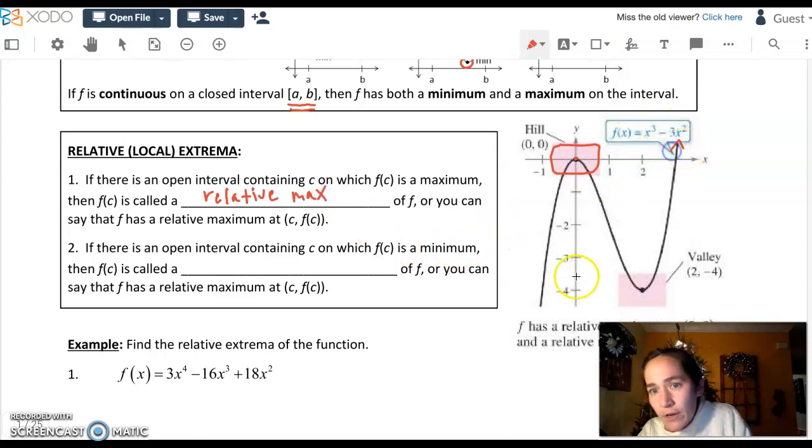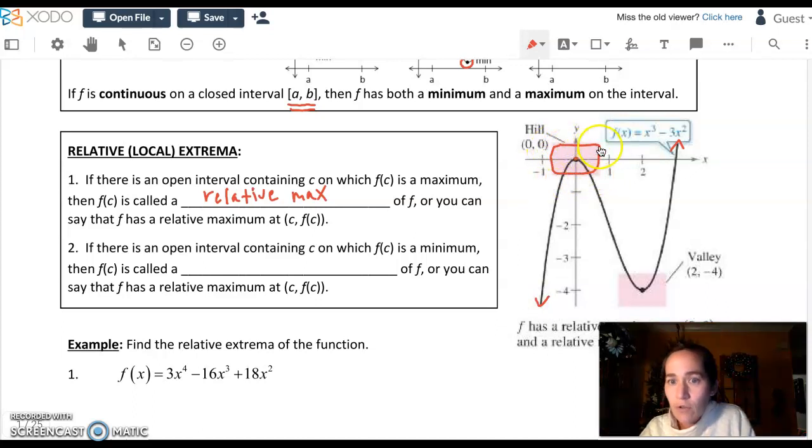I'm going to draw an arrow here. I'm not claiming that this is the highest, this is the absolute max, the highest that the graph ever gets to. But in this little closed interval here, it's definitely a peak of the graph.